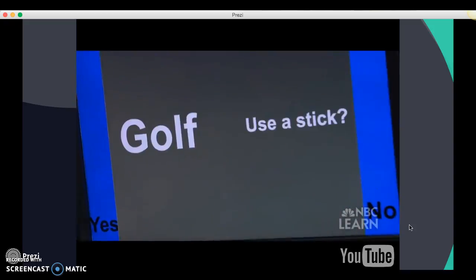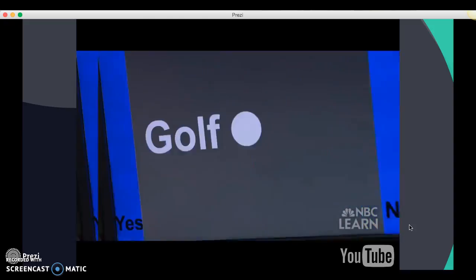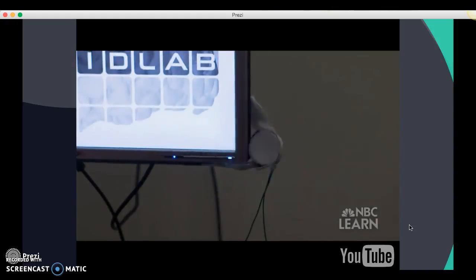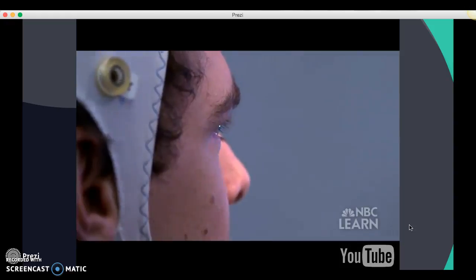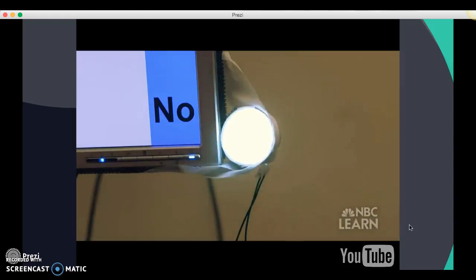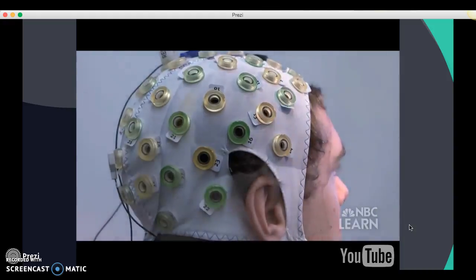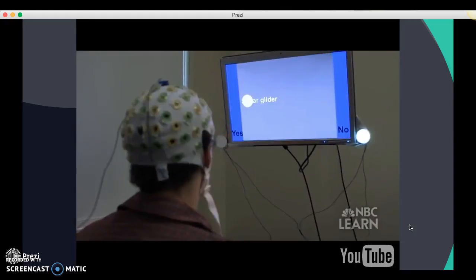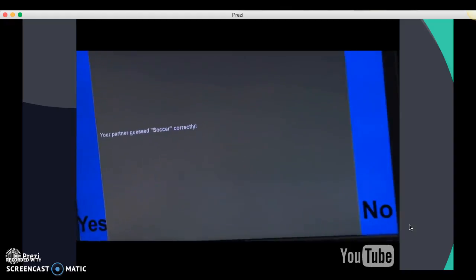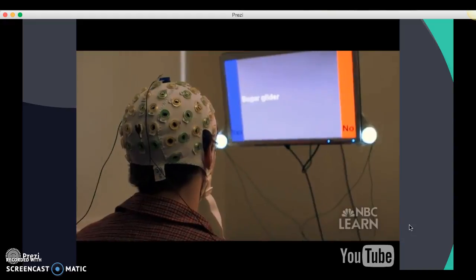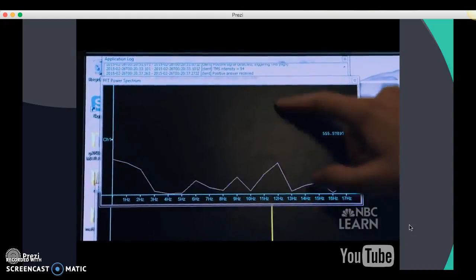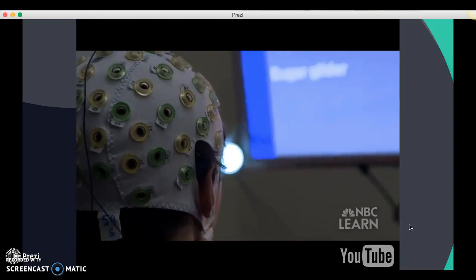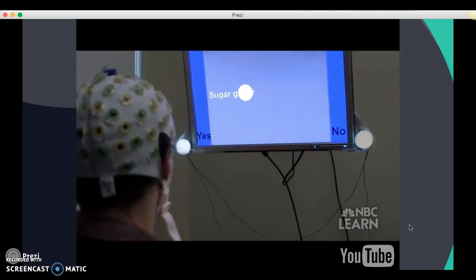It's 48. When a question appears on the monitor, the student answers yes or no by looking at one of the flashing lights, which are blinking at different frequencies. When the subject's eyes focus on one of the response lights, the frequency of that specific light is picked up by the visual cortex in the brain and measured by the EEG cap. 12 hertz represents a yes frequency, while a no is at a frequency of 13 hertz. Now you can see a peak here right around 12 hertz because no is for 12 hertz. The computer interprets this signal and moves the cursor in the direction of the response.